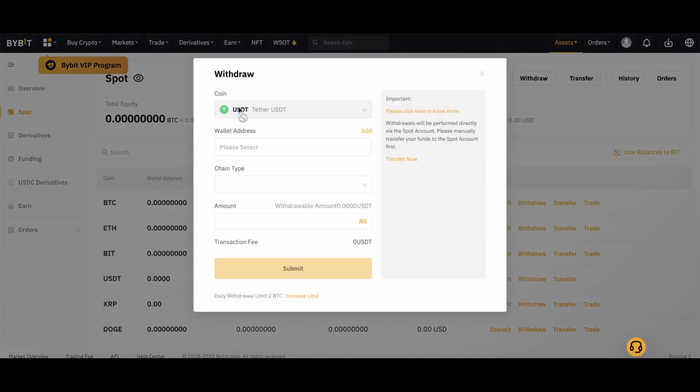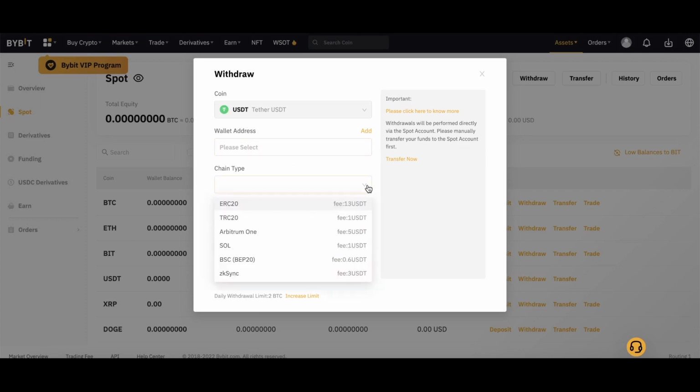Then you see here the coin which you are withdrawing, so now USDT. You can mark your wallet address. That means click on add wallet address or copy your wallet address, then take your exchange and also your network, your amount what you want to withdraw, and then you can go to submit. You see what's your limit. So you have a limit of 2 BTC per day you can withdraw.